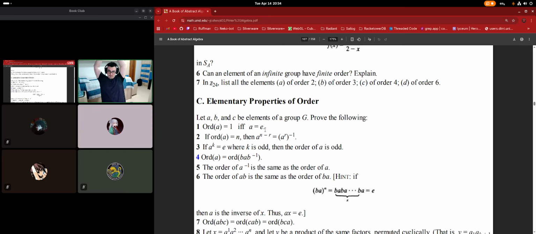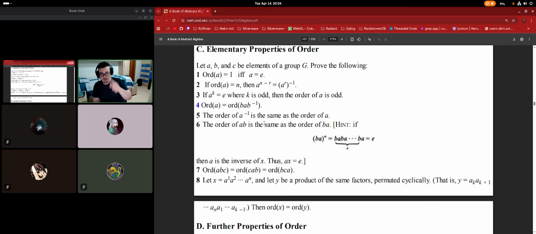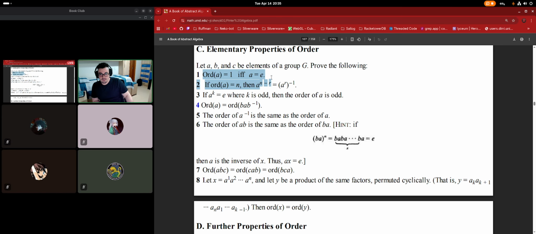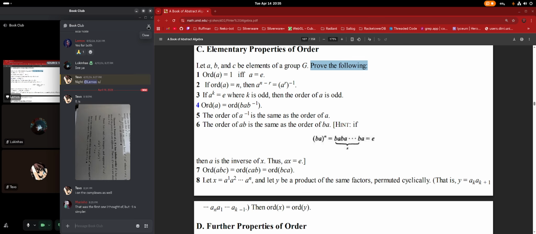Okay, so next up is C, elementary properties of order. This is also the one that I don't know. I have questions about this one because 6 and 7 are talking about commutativity, right? So the things can be reversed. But it starts very easy, right? If the order of that is equal to, if and only if, it's asking us to prove it even though this is very intuitive.